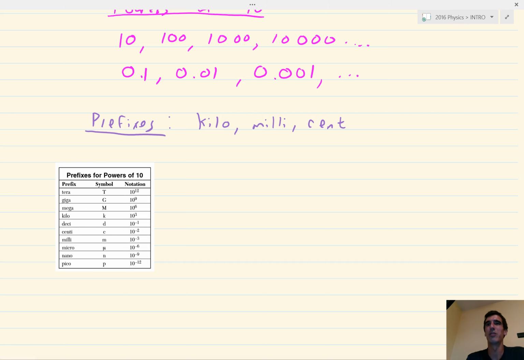The most common one that we'll use for the first half of the year is meters. So when we read these, we're going to say 1 terameter, or capital T, lowercase m, terameter, is equal to 1 times 10 to the 12th meters.